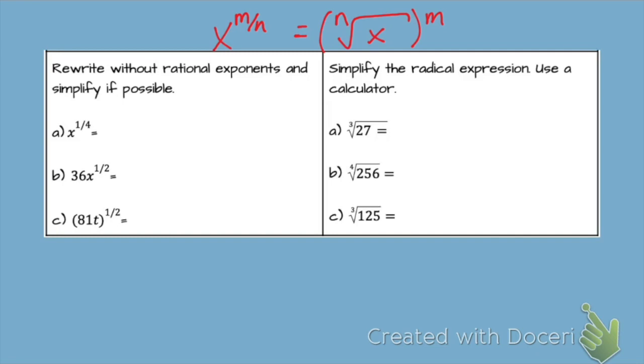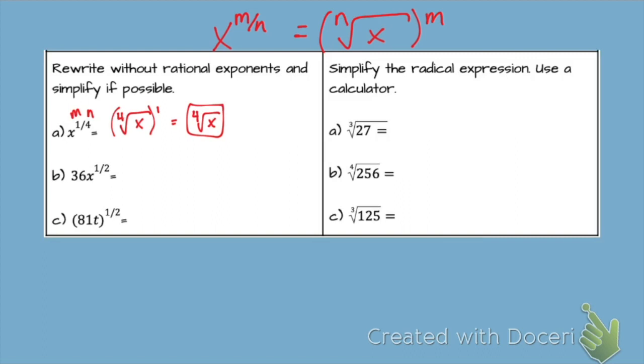In these next examples, we are going to be rewriting exponents without rational exponents. So we're going to put them into radical form, and we need to remember the formula that I've written on the top of this page. For example A, we have x to the 1/4. 1 is going to be our m value, and 4 is our n value. So if I put that in radical form, I have the 4th root of x to the 1st power, which is just the 4th root of x. We don't need to write the 1st power.